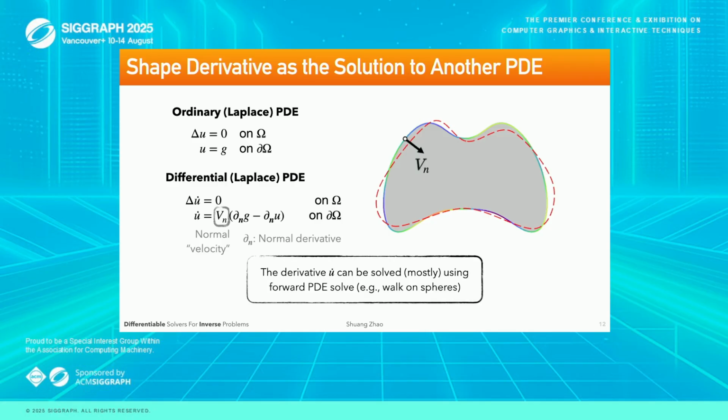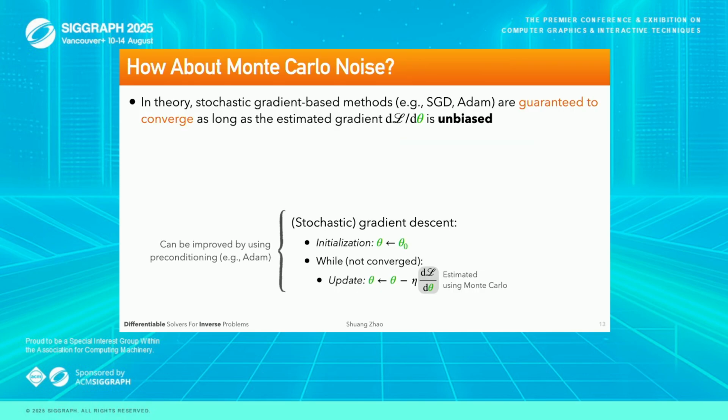But at a high level, as we can see here, the derivative u dot can still be solved mostly using forward Walk-on spheres, because again, it's the solution of the differential Laplace's equation here. Okay. So of course, in this, we now focus on Monte Carlo solutions for all this forward solve. So you may wonder, what about the noise?